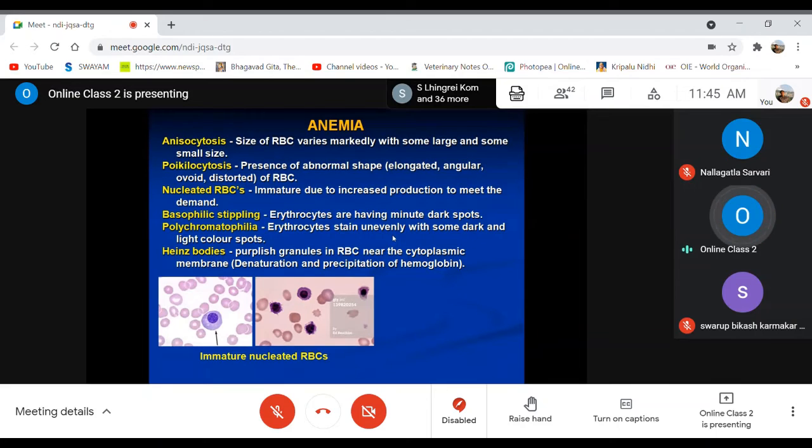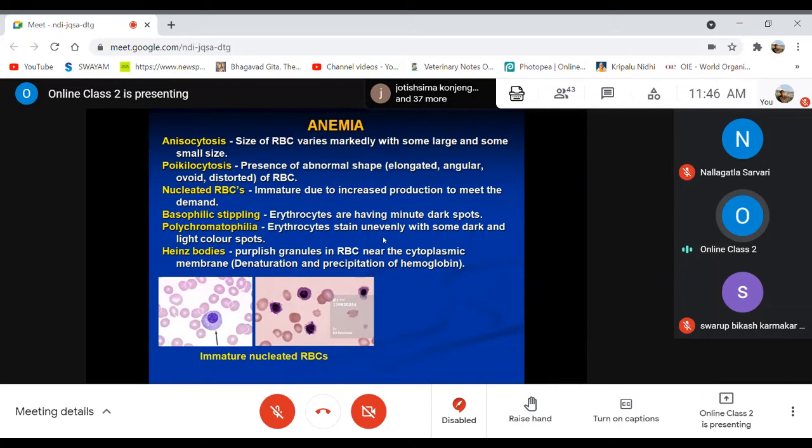Then next is polychromatophilia. That means RBCs which appear uneven, with some parts dark in color while some parts have light color spots. After staining, these RBCs give two different colors inside the RBCs. That is known as polychromatophilia.